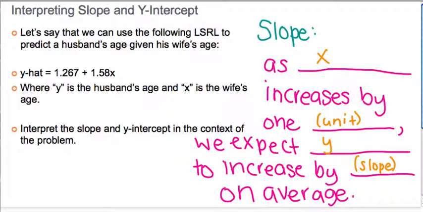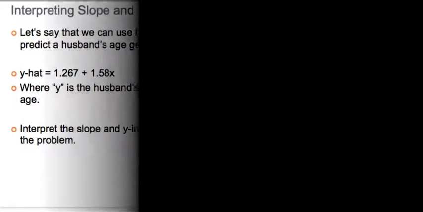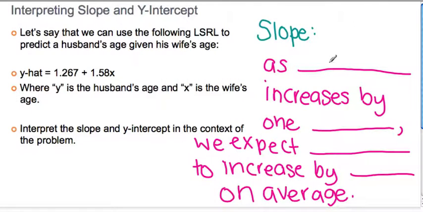We're going to start with slope, and I've given you a format for how you should put your answer. It says, as x increases by 1, and then tell me what the units are, we expect y to increase by whatever the slope is on average. Except you're not going to say x and y, you're going to tell me what x and y are in context. So let's fill in the blanks.